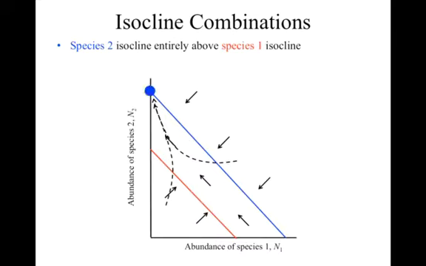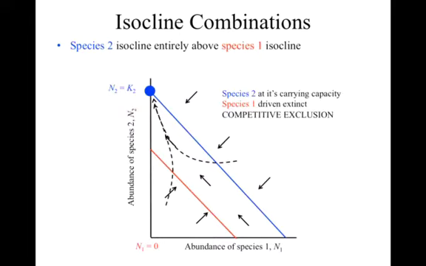And ultimately what that does is it leads me to that final point on the species 2 isocline, and that turns out to be, if you remember right, where the species 2 isocline intersects its own axis, that is the species 2 carrying capacity. And that means I have species 2 at its carrying capacity, species 1 is actually at 0. And that means species 1 is driven extinct. So this scenario predicts that we'll have competitive exclusion with species 2 winning out.